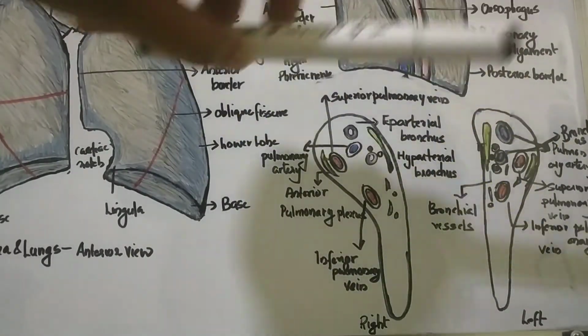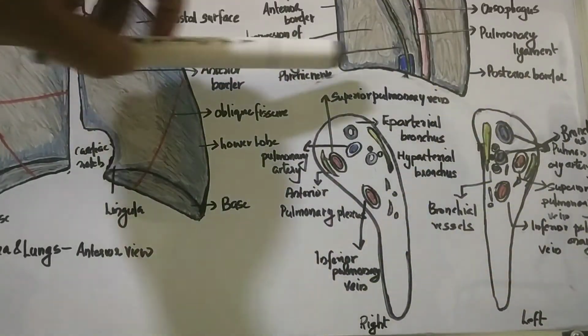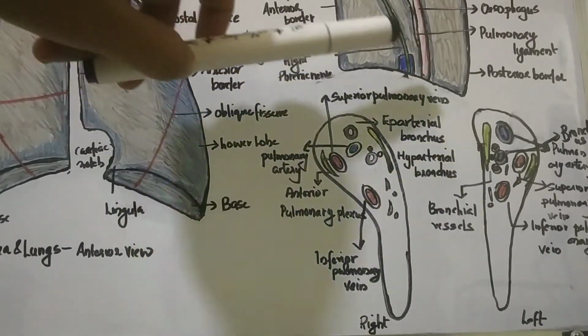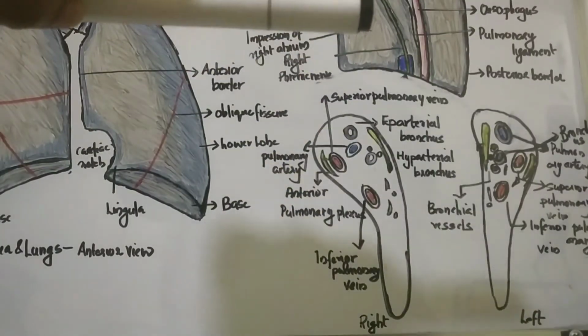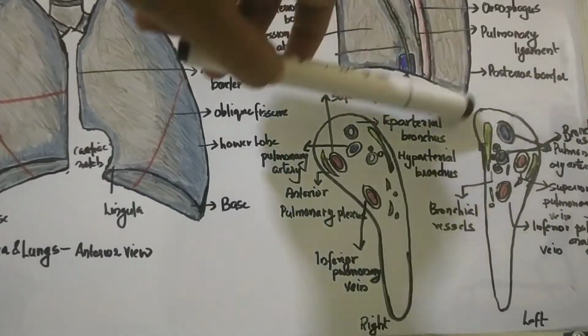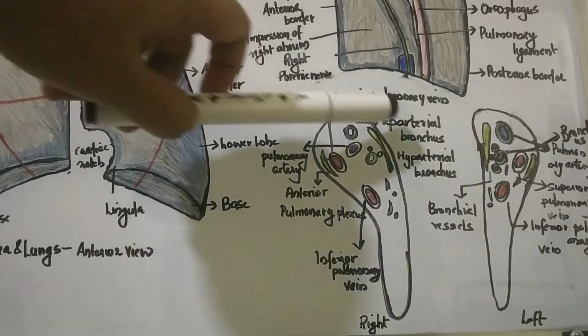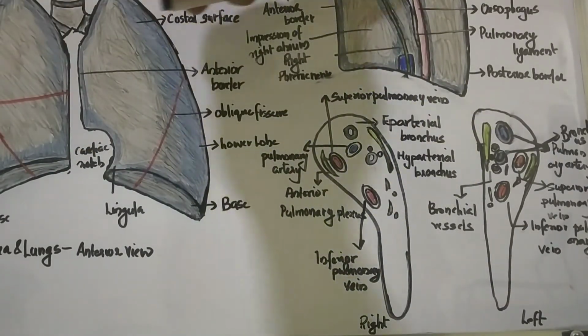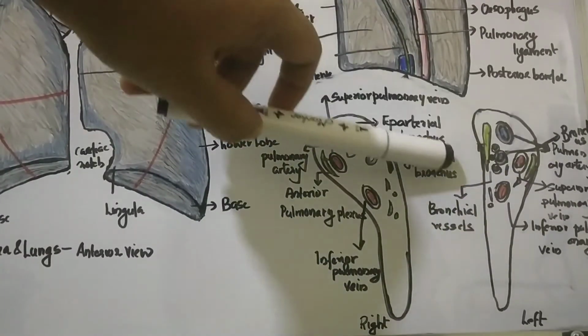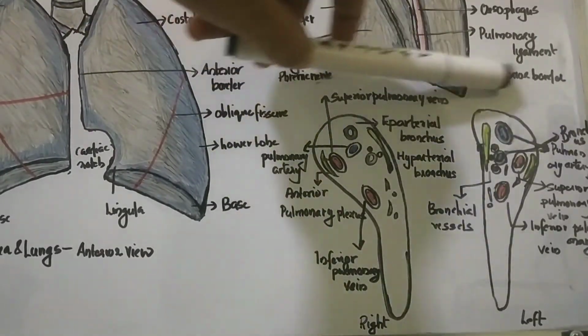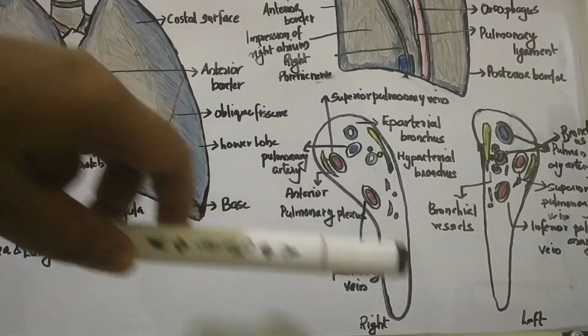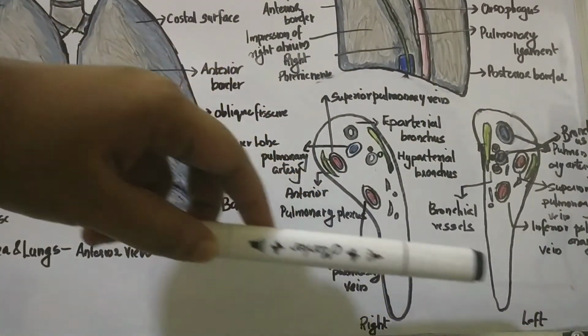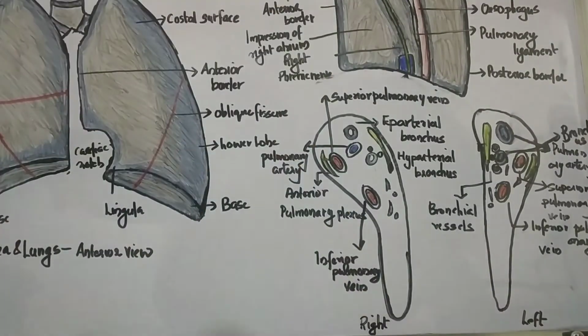Next is the superior. Superiorly on the right side, you can see the terminal part of the azygos vein, and on the left side, you can see the arch of aorta. And inferiorly, it is related to the pulmonary ligament. So these are the relations of the root of the right and left lungs.